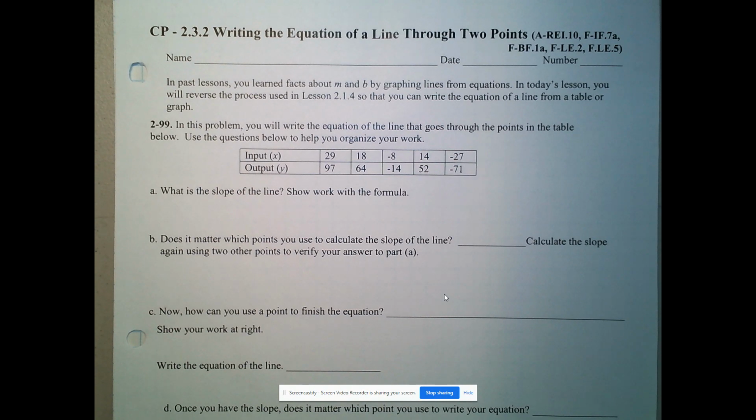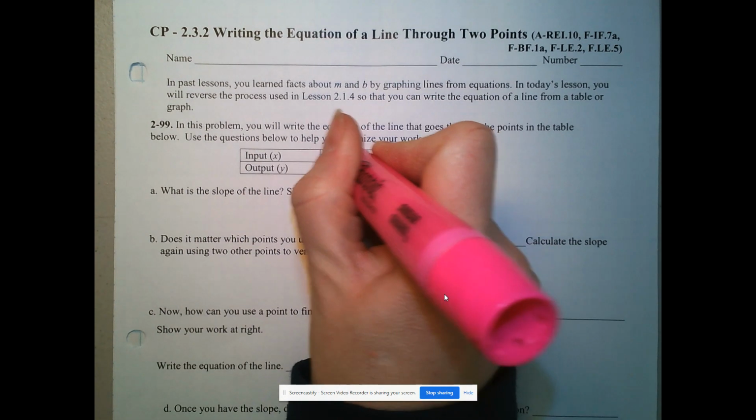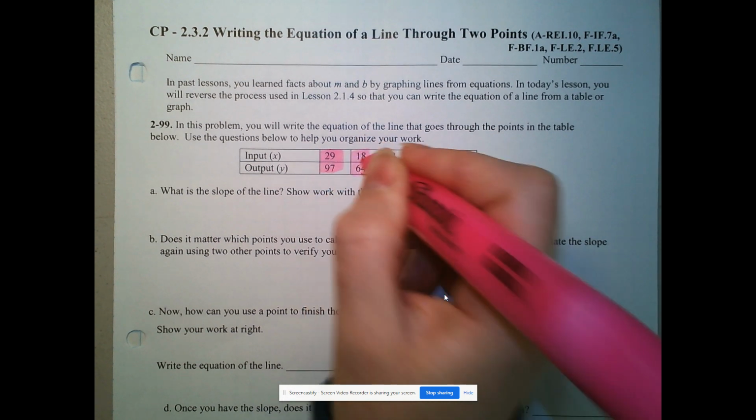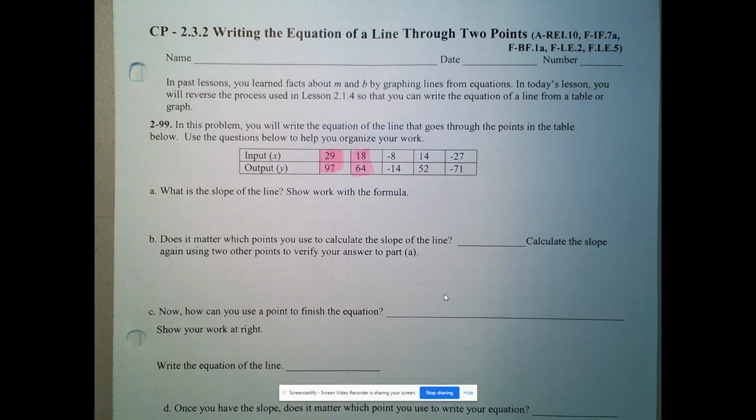In past lessons, you learned facts about m and b by graphing lines from equations, and today you will reverse the process. So what we're going to do is look at a table that has a series of points. For example, this (29, 97), this is a coordinate. It's an XY coordinate. The one next to it, (18, 64), that's another coordinate. And what we're doing is we're going to try to find what is the equation that goes with that table. And we're going to do it all algebraically, no graph.